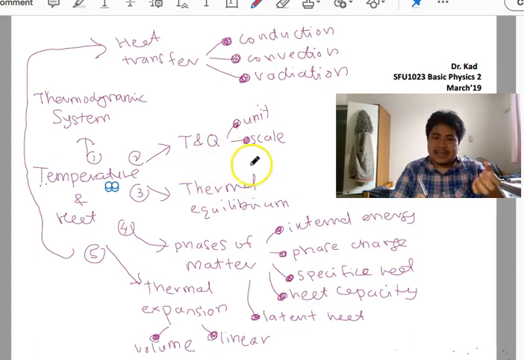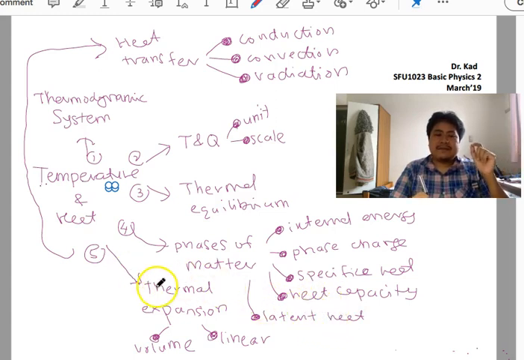And the temperature scale, we have several scales for telling what the temperature is now, for example. And then we will go to thermal equilibrium, keseimbangan terma. And then number 4, we will go to the phases of matter, fasa-fasa dalam bahan. In this, we will learn about internal energy, tenaga dalaman, phase change, perubahan fasa, specific heat, haba tentu, heat capacity, muatan haba, latent heat, haba pendam.